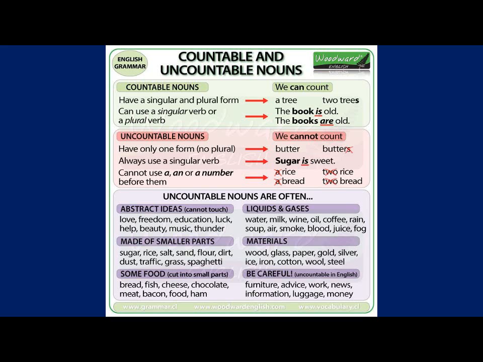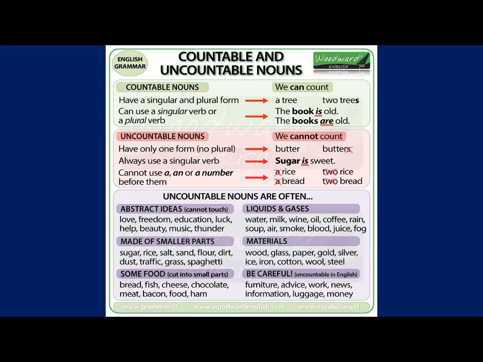So let's look. Uncountable nouns are usually the problem. Uncountable nouns are often abstract ideas. An abstract idea is an idea you can't touch. You can't see it. You can only think it. So love. All of these are uncountable nouns. Love, not loves. Freedom, not freedoms. Education, not educations. Luck, not lucks. It's not good lucks. Good luck. When we say good luck, that covers the singular and the plural, you see?